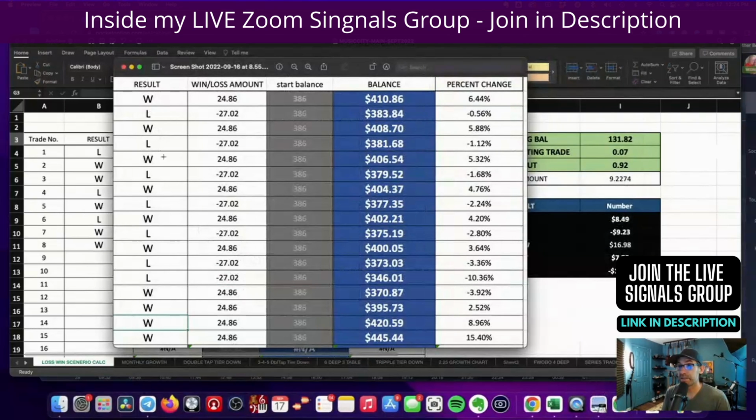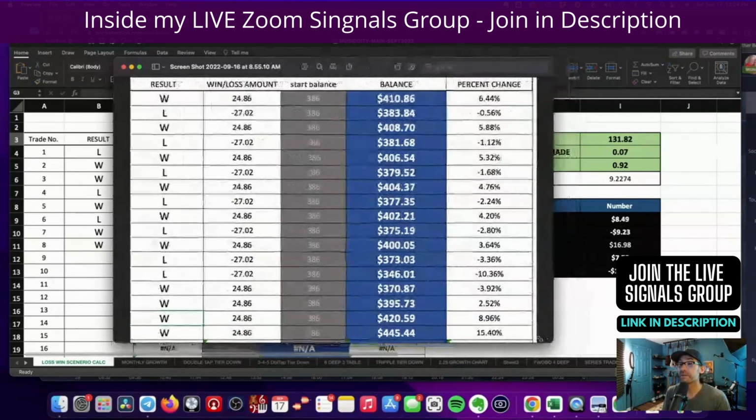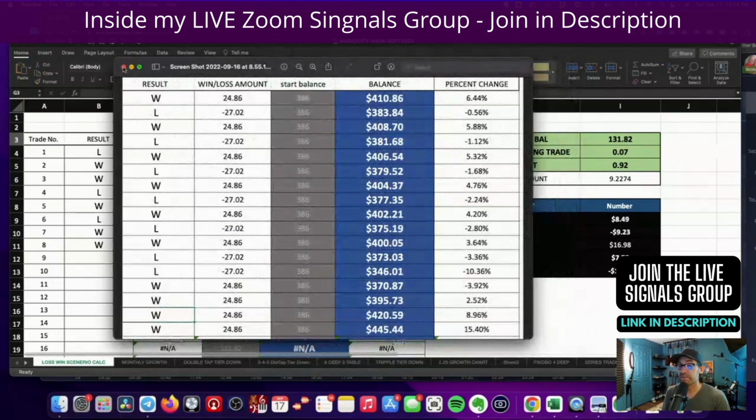Win, loss, win, loss, win, loss, win, loss, win, loss, loss. So I was going up from 6% gain, 5% gain, down to 1%, down to 4%, down to 2%, down to -2%, down to -3%. I got down to -10%, and I wasn't really worried. I just kept trading, hit this winning streak, and I got 15% gain. So that was a longer session, but that's what my sessions have been doing.